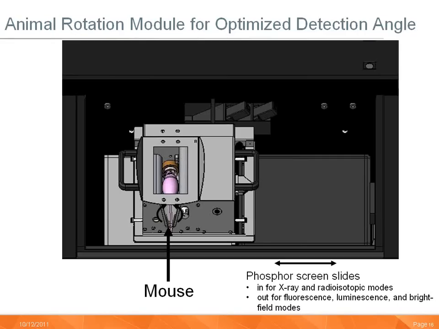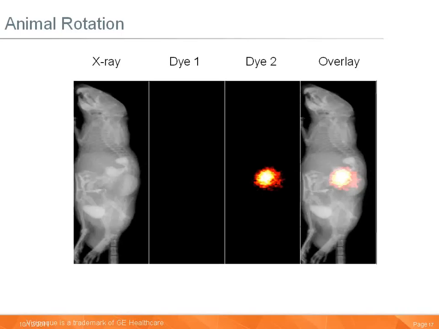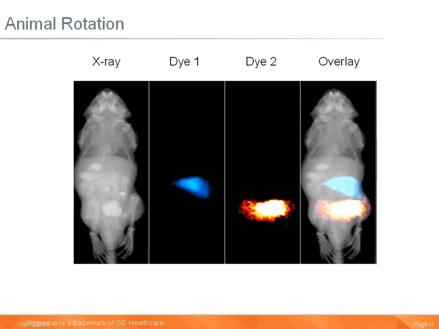The Multimodal Animal Rotation System, or MARS, sits over the platen. The system allows for discrete multiple angles of detection. Here we have an output of a MARS acquisition for X-ray and fluorescence. Dye 1 resides in the liver, while dye 2 resides in the kidneys.